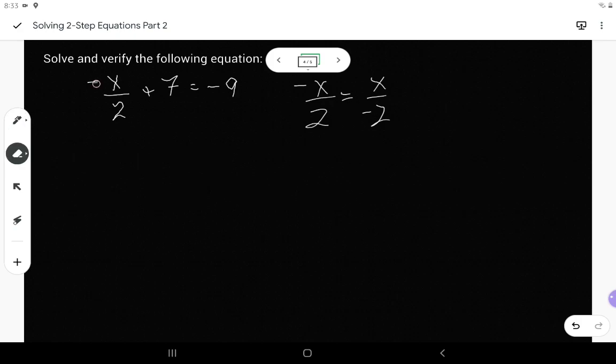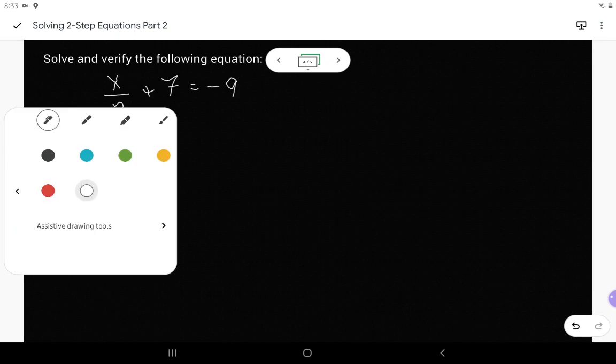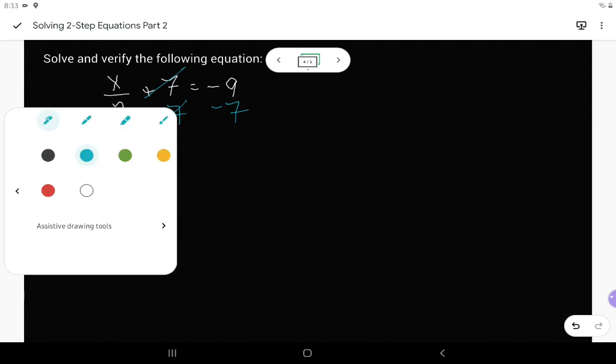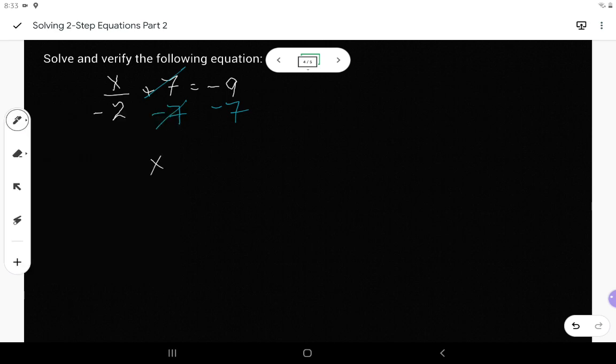So I'm just going to move this negative, instead of being in front of the x, in front of the 2. The reason I'm going to do that is when I multiply both sides later on, I can get rid of that negative all at one time, and that makes life a little bit simpler. So I'm going to start by subtracting 7 on both sides so that my constants will cancel on the left. Now I've got x over negative 2 is equal to negative 9 minus 7 more, or negative 9 take away 7 more, which gets us to negative 16.